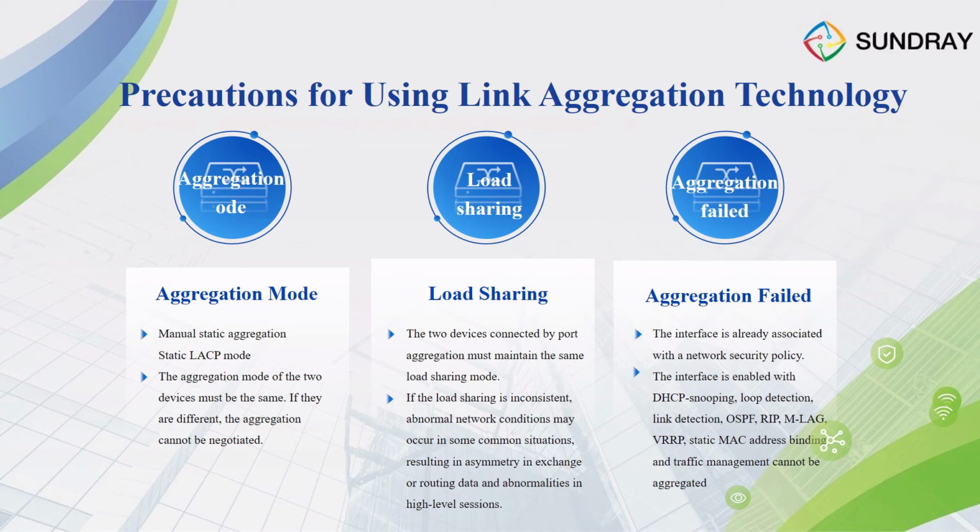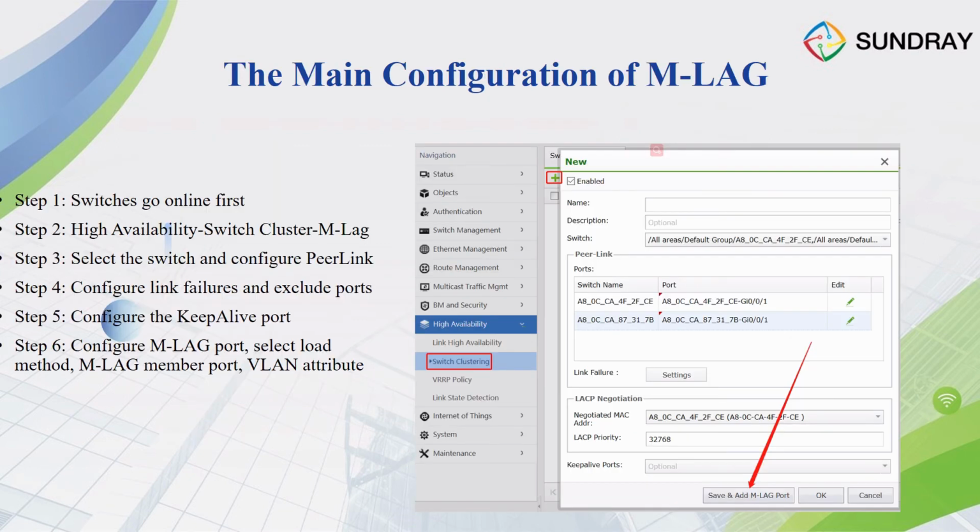Let's consider MLAG. MLAG is also in the switch management center. You go to high availability and choose switch cluster. When you click switch cluster, you have two choices: one is stacking, another one is VRRP. If you choose VRRP, you will see this page, and here you need to choose the two switches that you will do the MLAG with, and then for the MLAG you need to choose the ports.